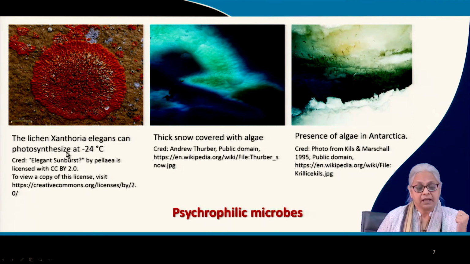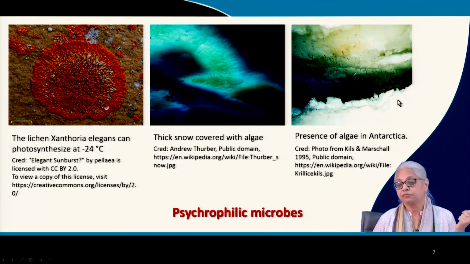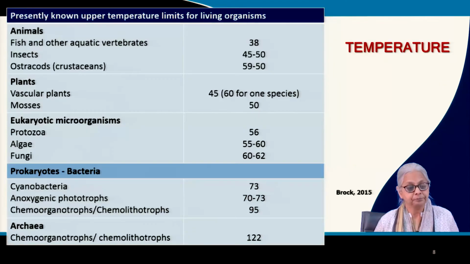Here we see lichen. You know that lichen is a mutualistic relationship between algae and fungi, and this is a photosynthetic lichen which is growing at minus 24 degree centigrade. This is thick snow which is covered with algae. So it's not just bacteria that can be psychrophilic. You can have algae growing in Arctic as well as Antarctic regions. And this is another graphic that shows you algae in Antarctic regions.